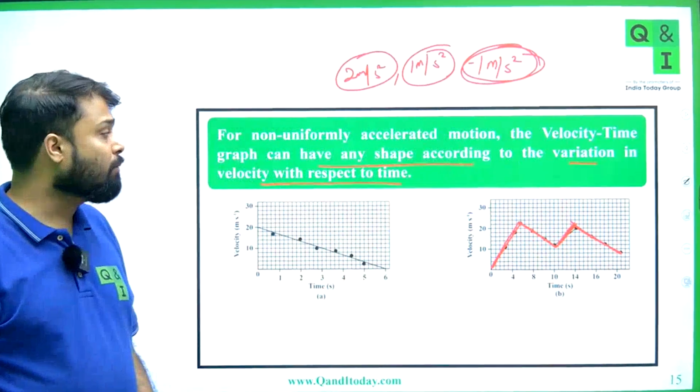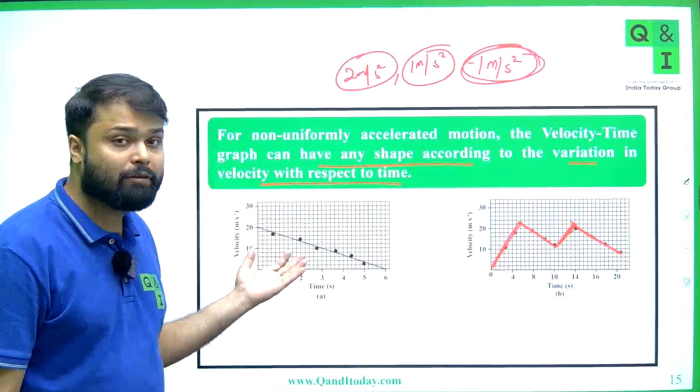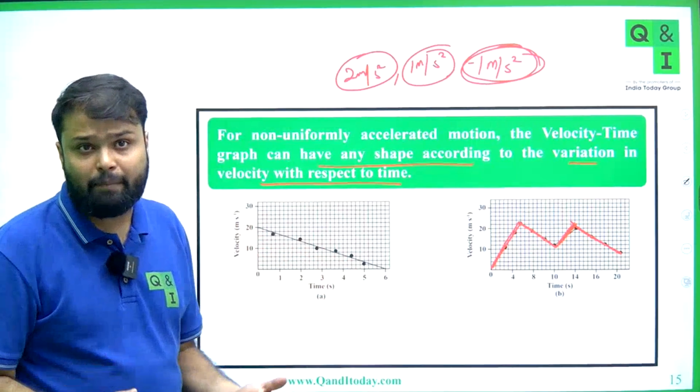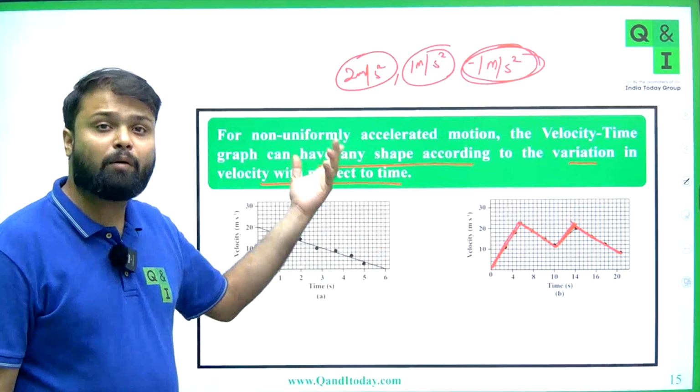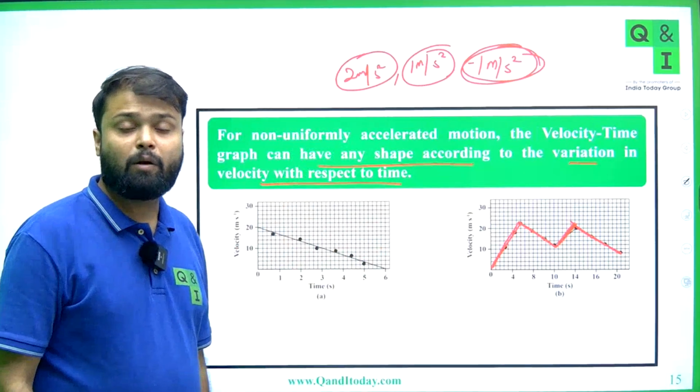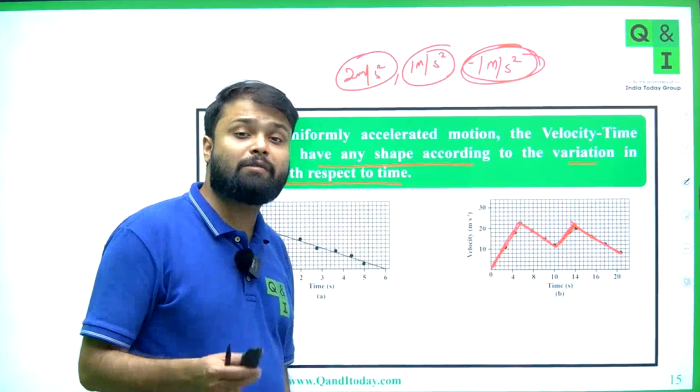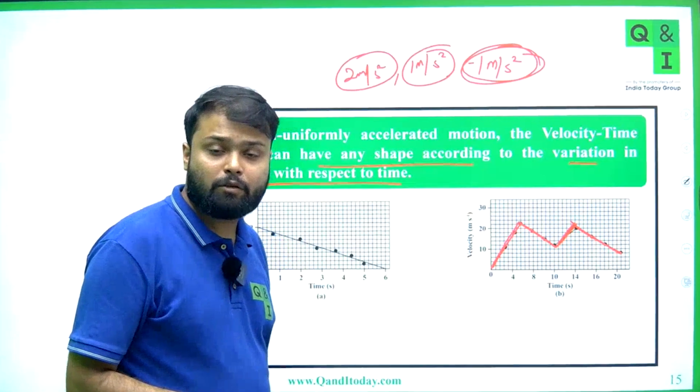So for non-uniformly accelerated motion, we can't say that the graph has a fixed shape or a fixed value. The graph can take any shape depending upon the value of acceleration, because here acceleration is changing continuously with respect to time. Yes or no?